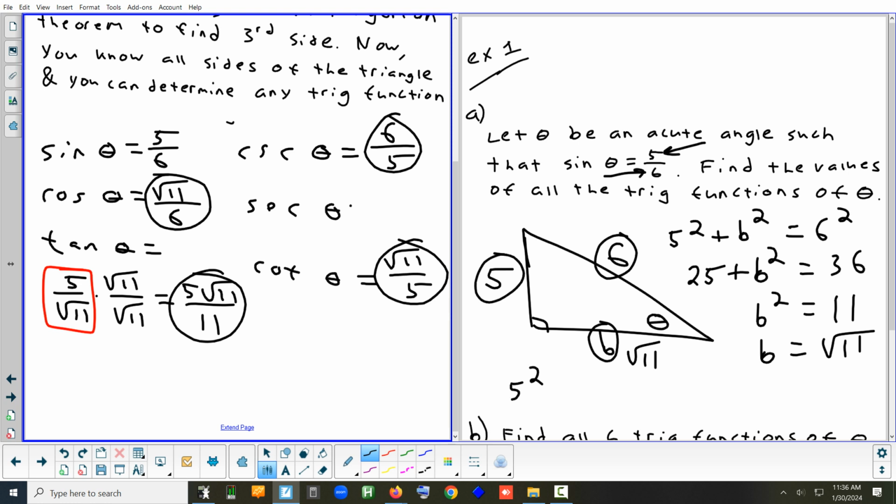And how about my secant? Anyone think they can tell me what that one's going to be? All fixed. Final answer, no square root at the bottom. 6 times 11 over 11. Yep, 6 square root of 11 over 11. And those are the 5 trig functions they wanted you to find. Okay, any questions now?